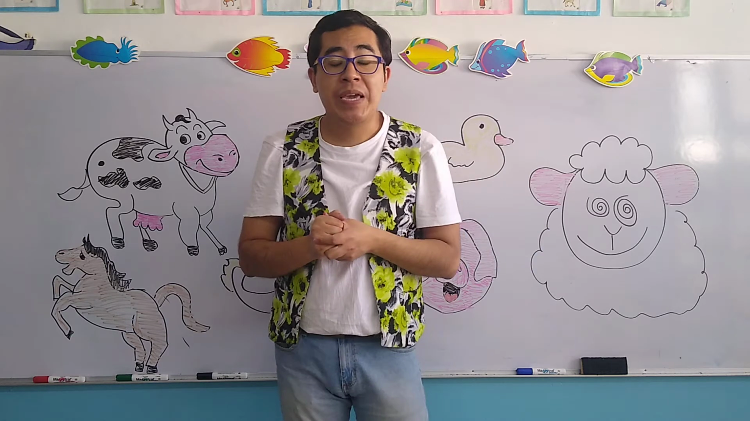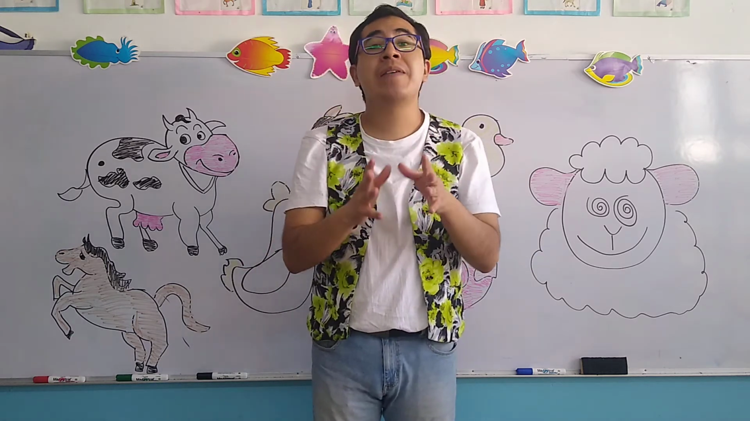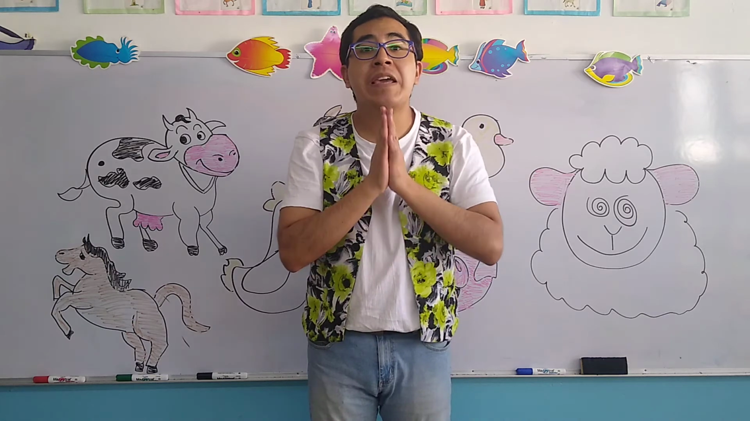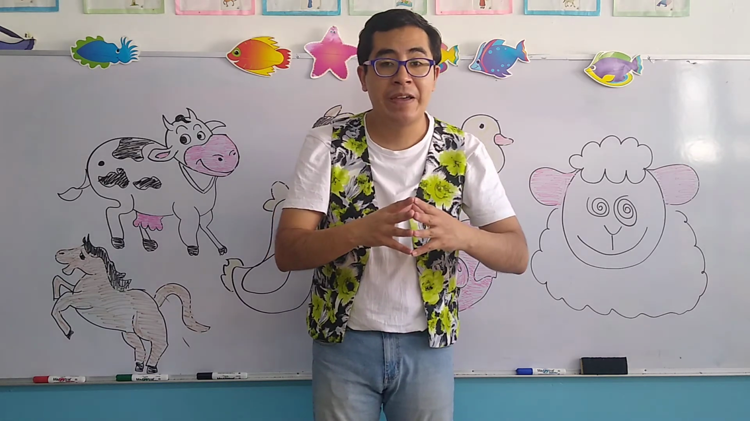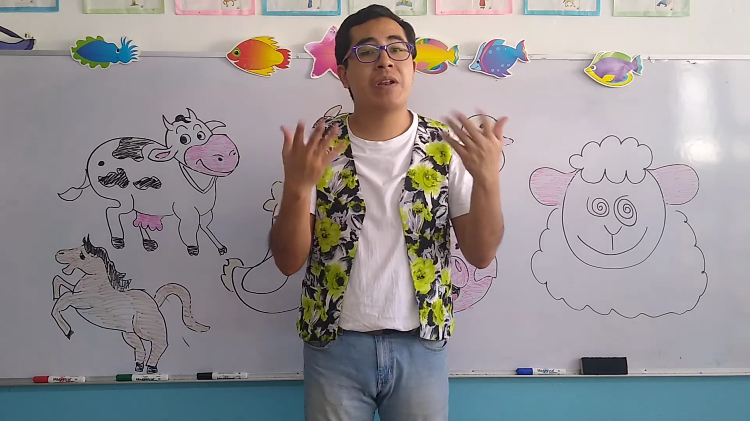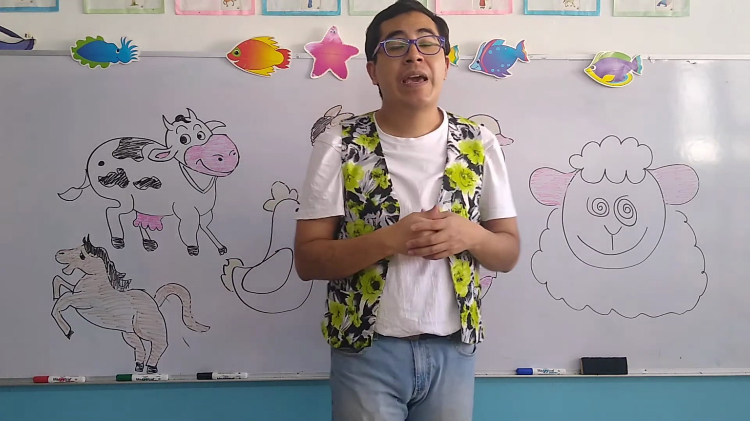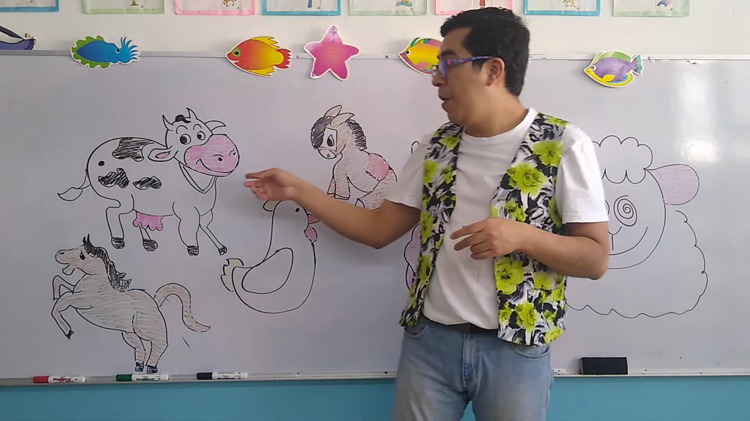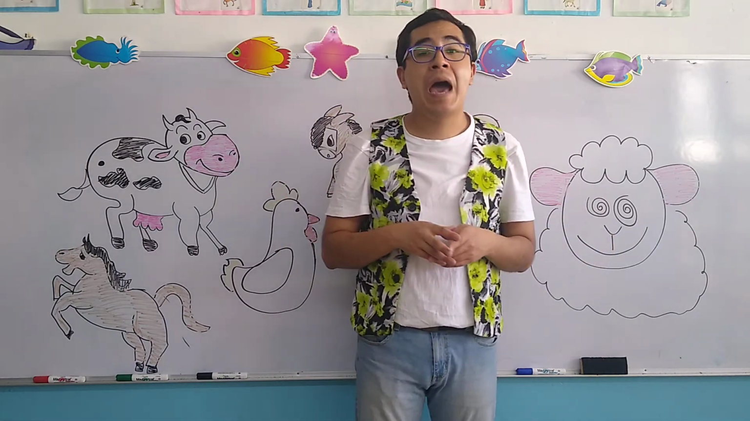Now, let's see some of the most common animals that appear on a farm, okay? Very good. So, here behind me I have some of the most common examples. Let's begin and see the characteristics of each one of them. So, first of all, we have the cow.